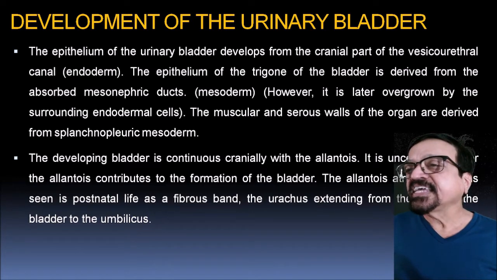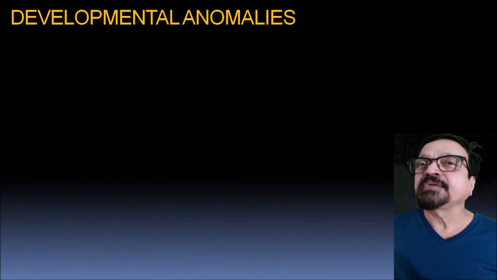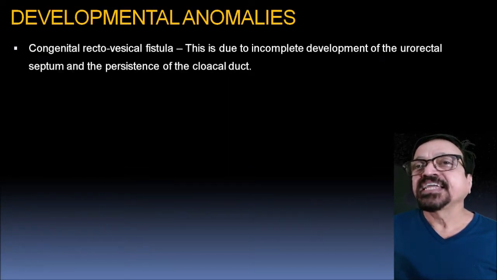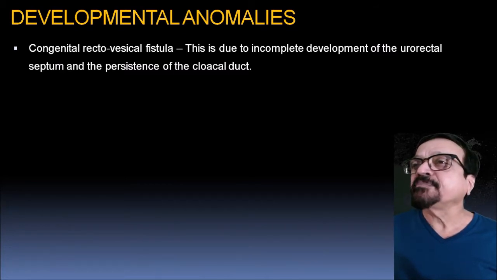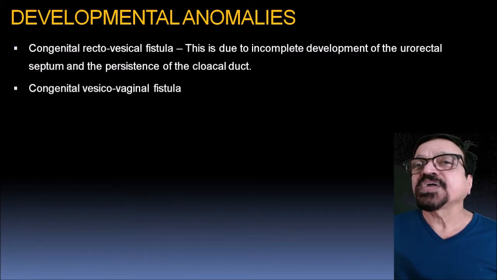The urachus extends from the apex of the bladder to the umbilicus, and this is again an anomaly which we are going to see in part 2, that it can be detected with the help of MCU. Now, developmental anomalies, we are continuing. The congenital rectovesical fistula. This is due to incomplete development of the urorectal septum and the persistence of the cloacal duct.